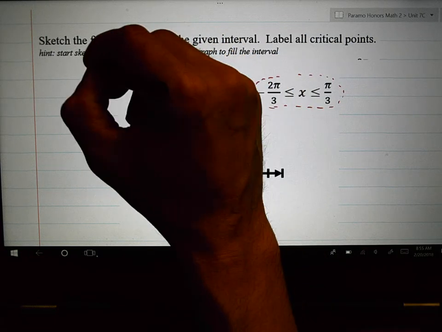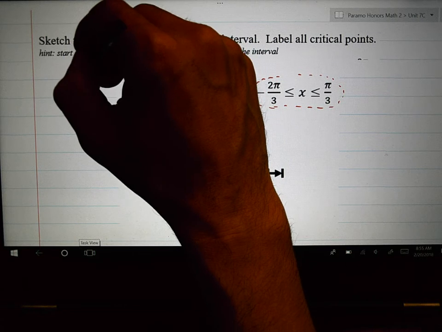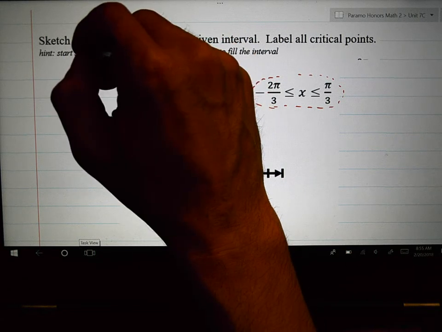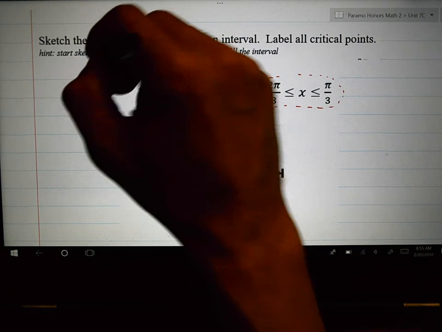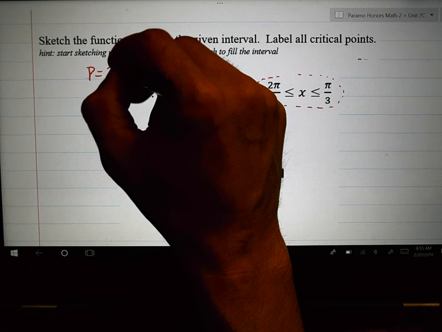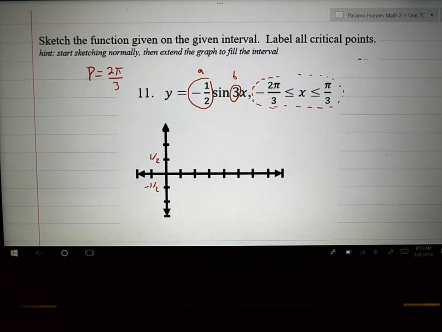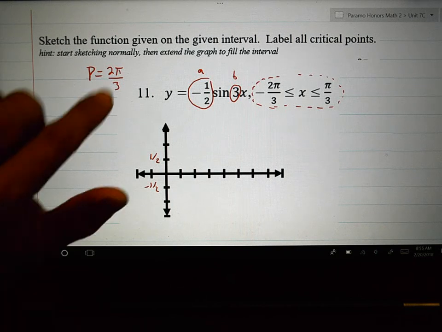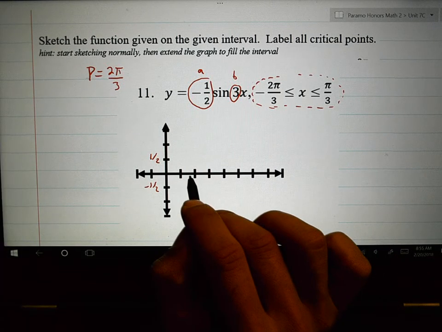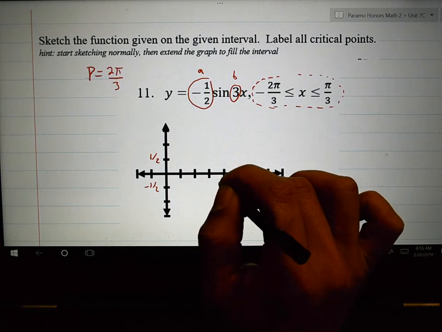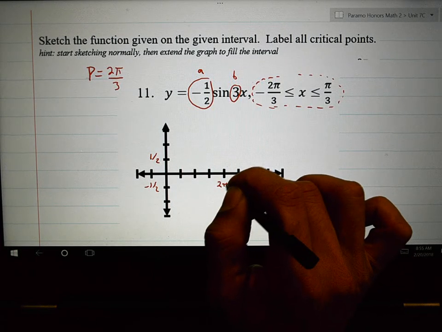So then what I do is I figure out what the period has to be. I know that my period has to be 2 pi divided by whatever B is. 3. I can fit 3 periods into 2 pi radians. So that means that my fourth quartile needs to be 2 pi over 3. 1, 2, 3, 4. This fourth quartile is 2 pi over 3.